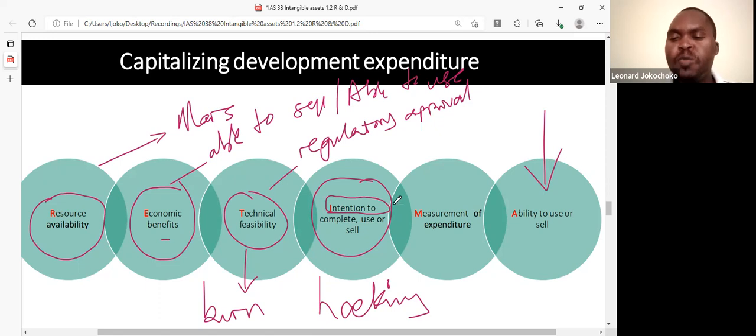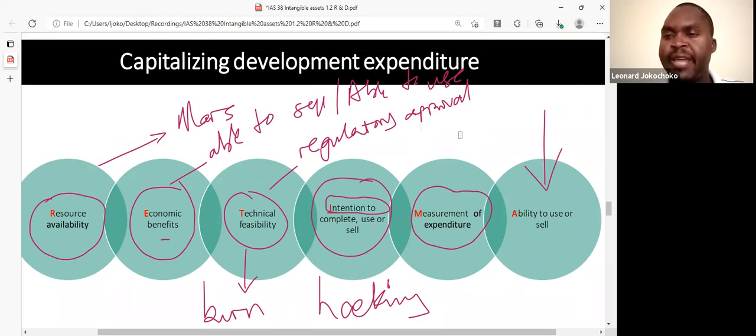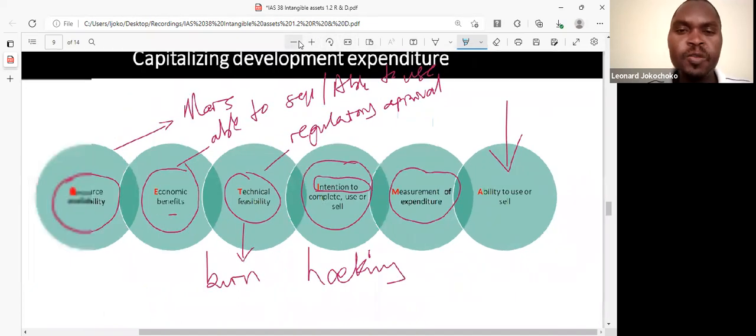We also need to be able to measure the value of the money used in the process. That is, for you to be able to create this software, how much money did you use? If we cannot reliably measure the money spent on a particular project, we cannot capitalize that expenditure. But if we can measure it reliably, that is, if all the 6 conditions are there, then and only then should we recognize it. So this is a very important concept. You need to pay attention.